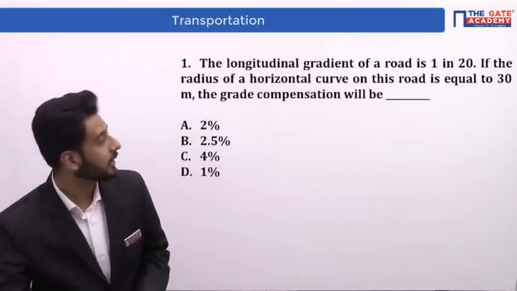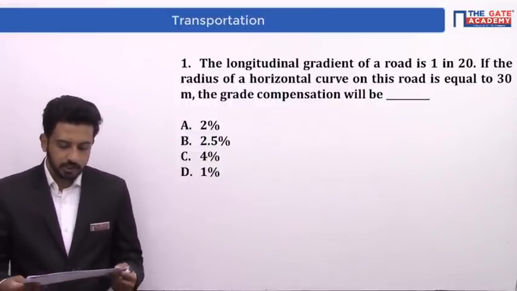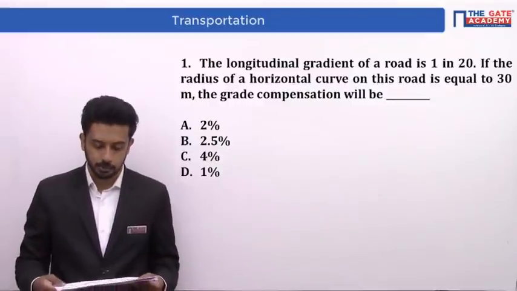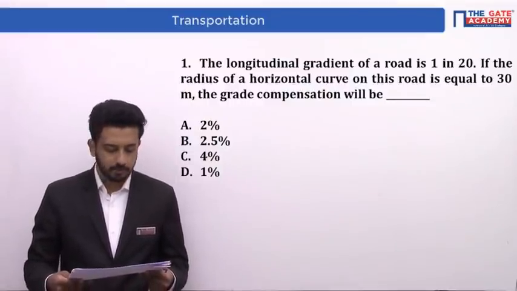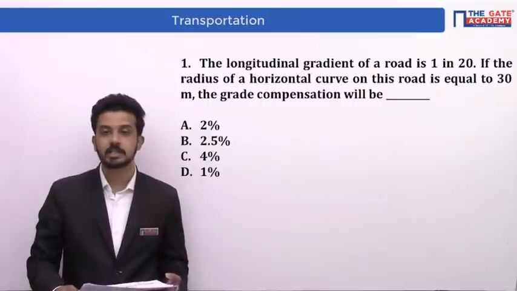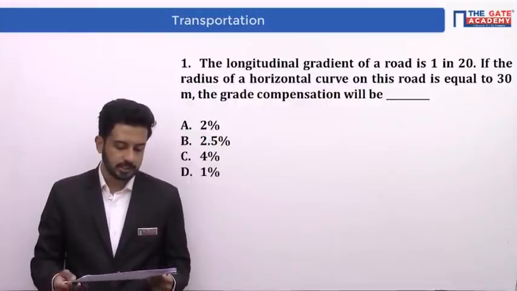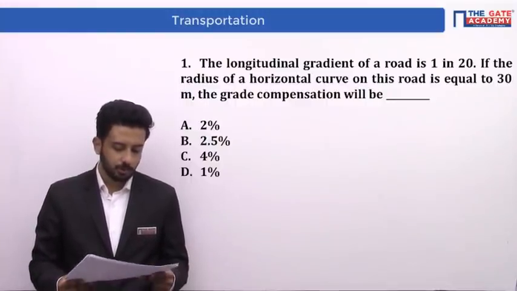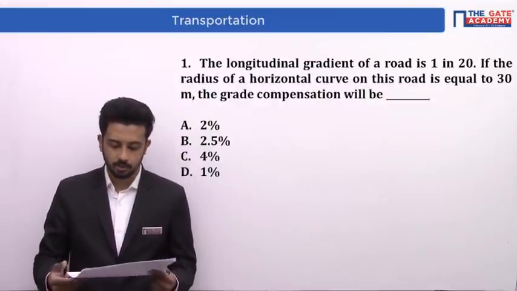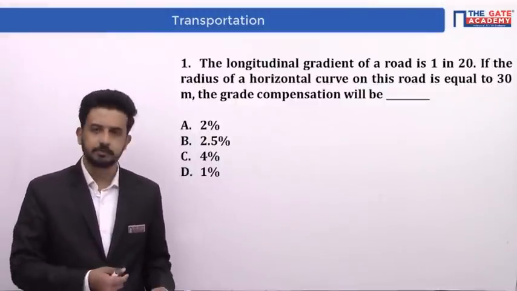Fine, so we will go to the first question now. You can see the question here. I will read it. The longitudinal gradient of a road is 1 in 20. If the radius of a horizontal curve on this road is equal to 30 meter, the grade compensation will be dash. Correct? So they have given 4 options also: 2%, 2.5%, 4% and 1%. So the grade compensation we have to find out in percentage, correct? So out of the given options, we have to select the correct option.